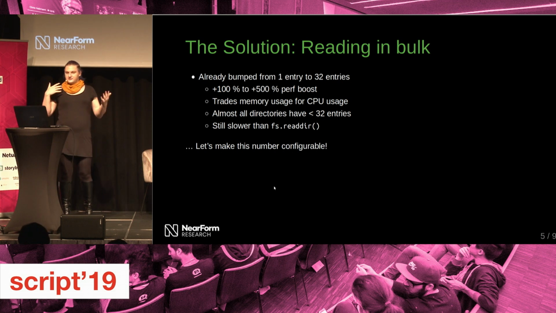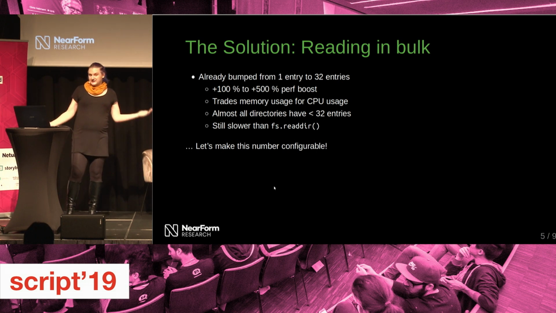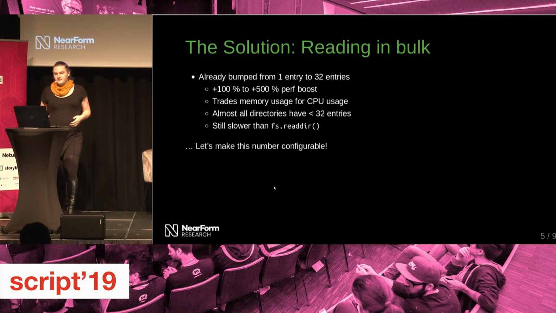And what you get is lower CPU usage because you have to read data less often. The downside is that you use more memory for one go. Like you could put that number to 1,000 and then you read 1,000 directory entries in one go. It's probably never going to be quite as fast as fs.readdir in CPU usage terms, but that's not the point. The point is we want to limit memory usage. And so what I want to do today is to actually make this number, this 32, configurable.